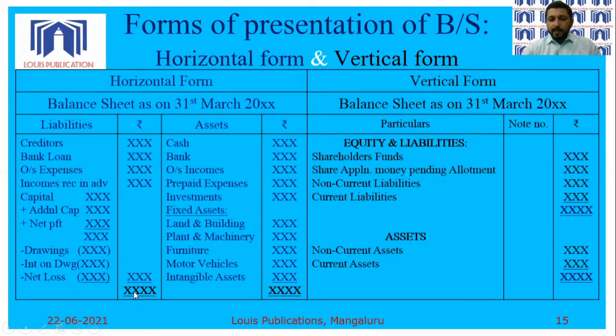And this is the liabilities total. This is the assets total, which will be automatically equal, because of the rule, for every debit there is a corresponding and equal credit. Remember the double entry principle. Now, if you look at this horizontal form, balance sheet as on 31st March. Usually we take 31st March, the last day of the year.